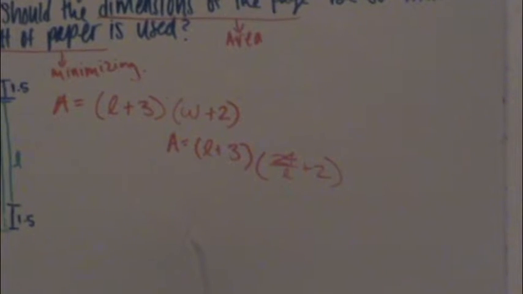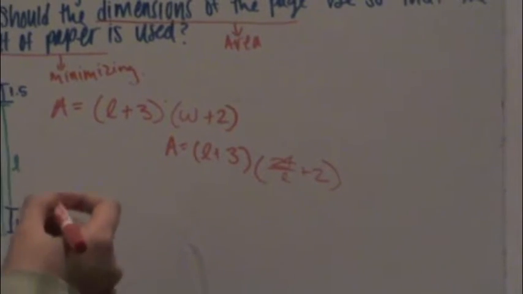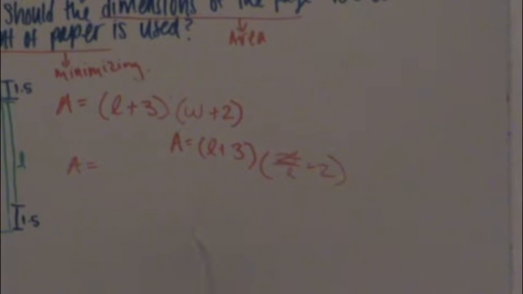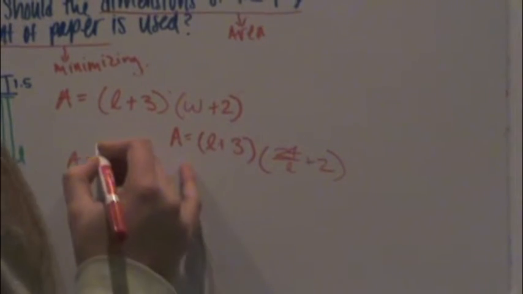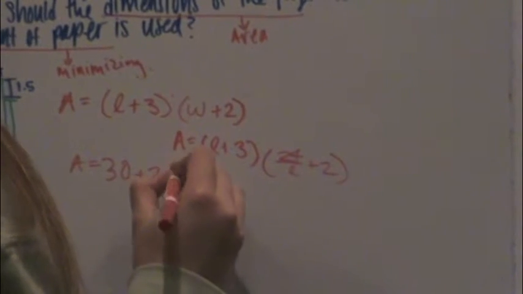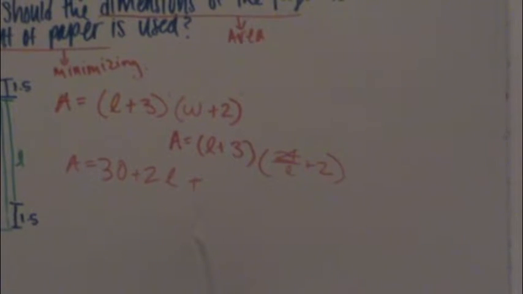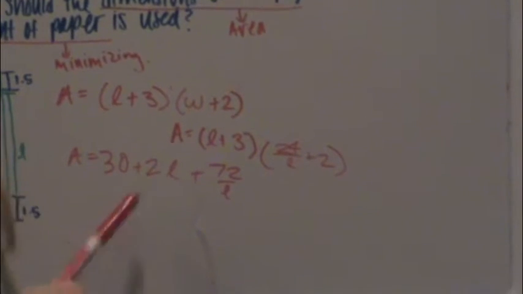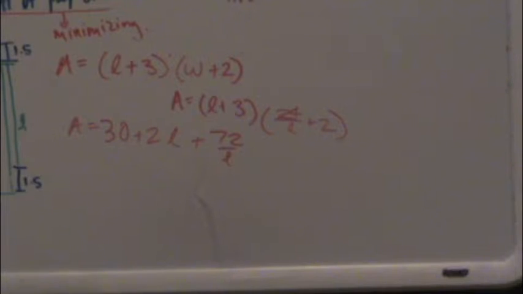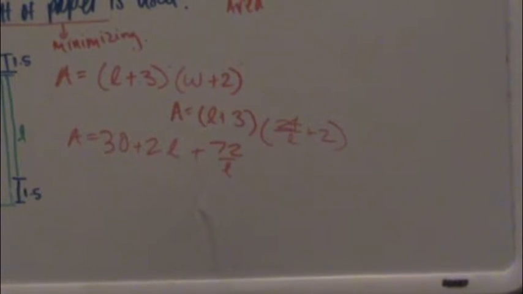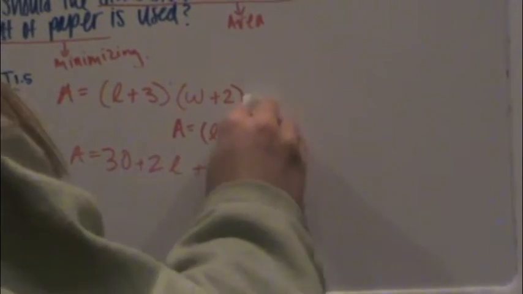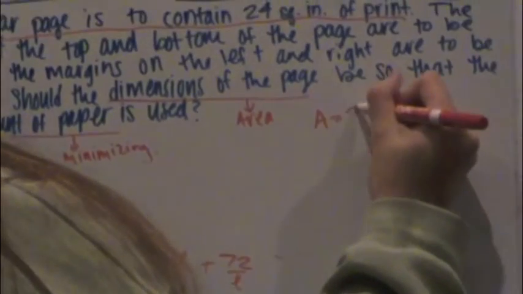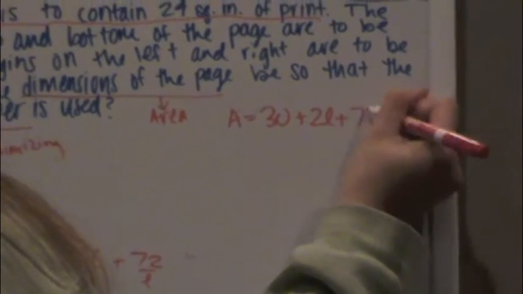If you distribute and FOIL, you should get A equals 30 plus 2L plus 72 over L. That is the equation that we're going to try to minimize here. Let me rewrite it at the top: A equals 30 plus 2L plus 72 over L.